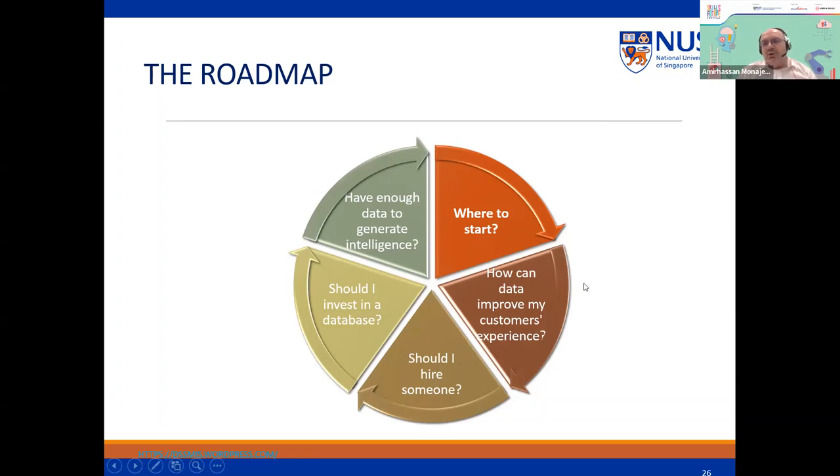Should I hire someone? That means, do you need some experts in AI and machine learning? Should I invest in a database? Internal database, external database, because AI and machine learning need digital data. If it is needed, we should do that. Do I have enough data to generate intelligence? We need big data to have good AI and machine learning. Therefore, you should decide if your data is big enough to guarantee a good machine learning application.